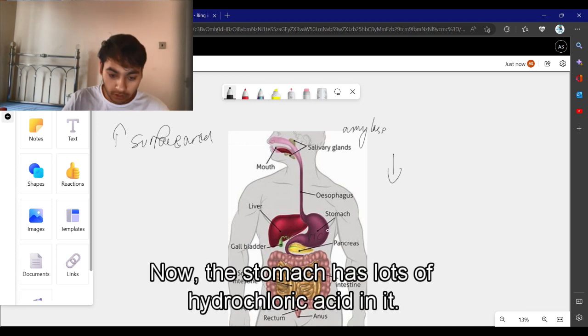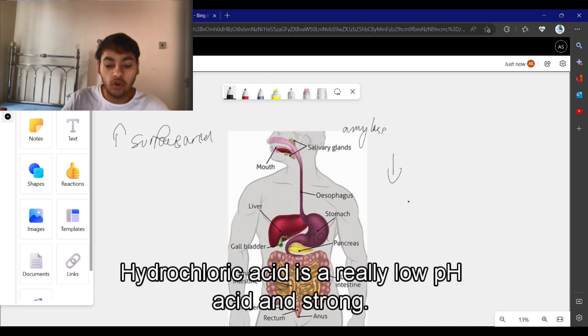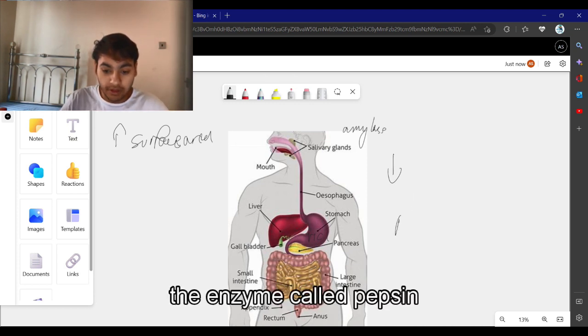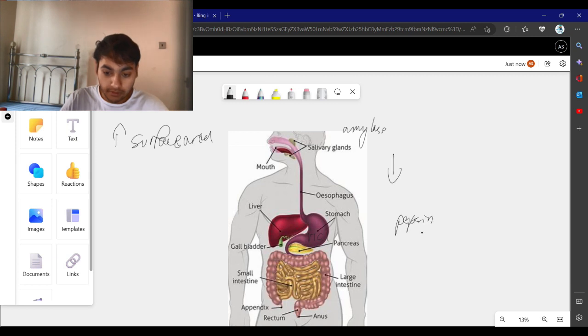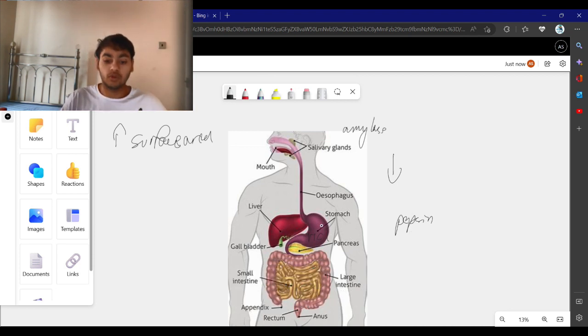Now, the stomach has lots of hydrochloric acid in it. Hydrochloric acid is a really low pH and strong acid, and this allows the enzyme called pepsin to work inside it. Pepsin is an enzyme that digests proteins into amino acids, which are their base components.